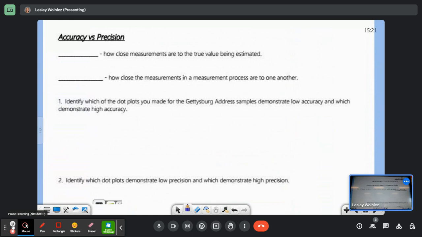Okay, we have one vote for accuracy being the second one. No, accuracy. Oh, accuracy the first. Okay, we're getting more votes for this one. What do you guys think? The true value would be what? The first. Okay. Well, you guys are right. This one's accuracy. Okay, this one is precision.